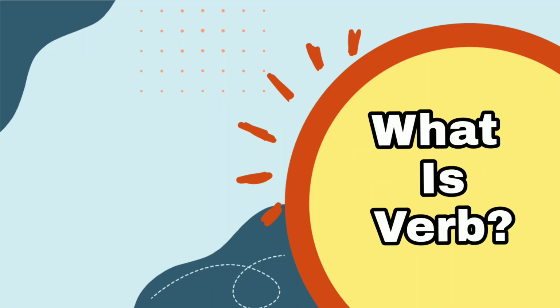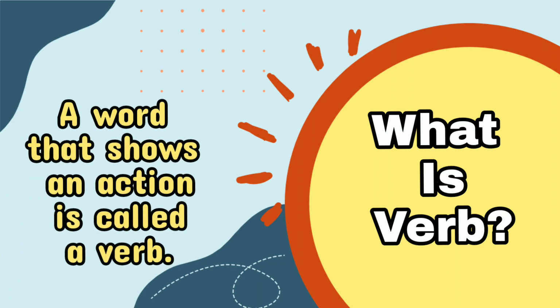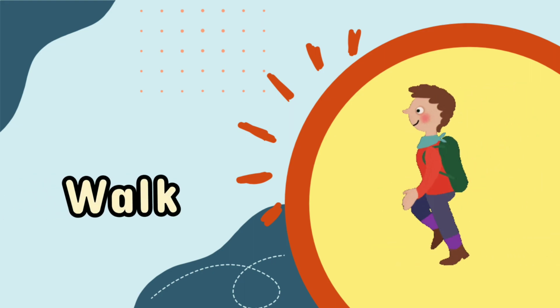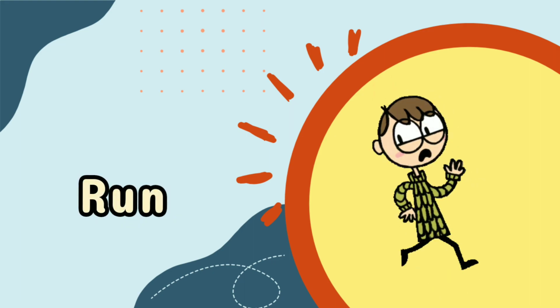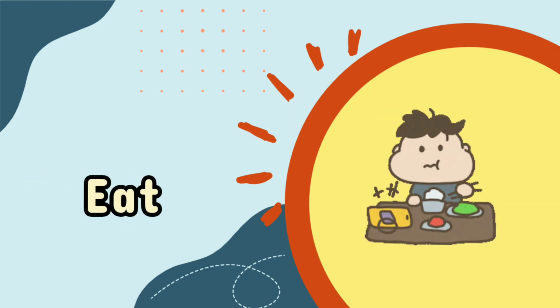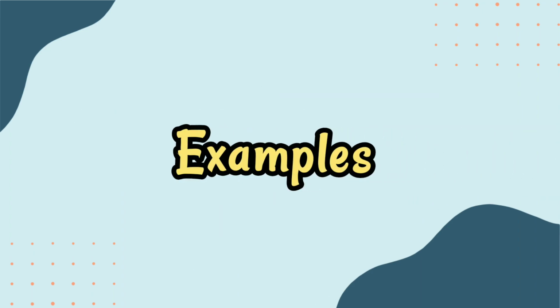What is a verb? A word that shows an action is called a verb. For example, walk, speak, run, buy, eat, etc. Verbs can be expressed in different tenses, depending on when the action is being performed. Here are some examples.